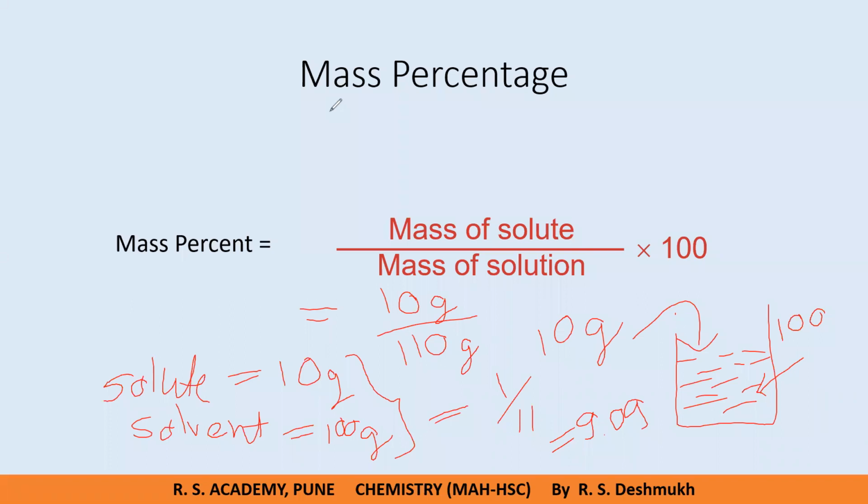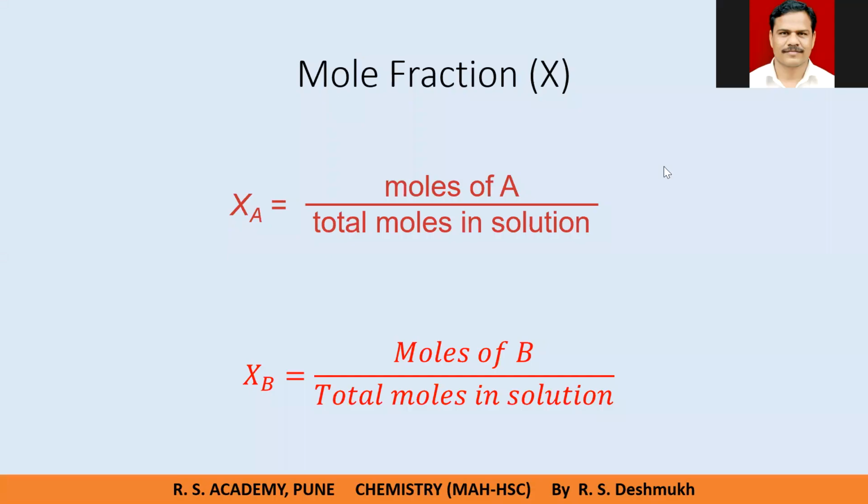So I repeat once again, what is the mass percent? Mass percent is generally found for the solute and not for the solvent. For the solute, it is the mass of solute to the mass of solution. Whenever I say mass of solution, it is the mass of solute plus mass of solvent. Hence in this case, 10 gram of salt is added to 100 gram of water, so the solution becomes 110 gram, and therefore the mass percentage becomes 10 upon 110, that is 9.09.